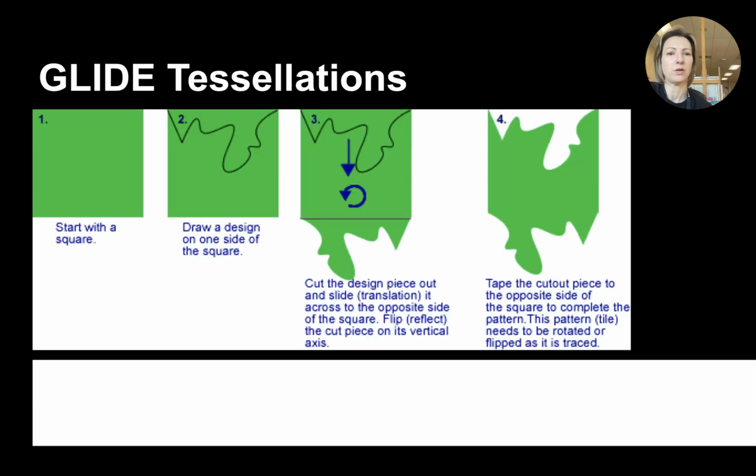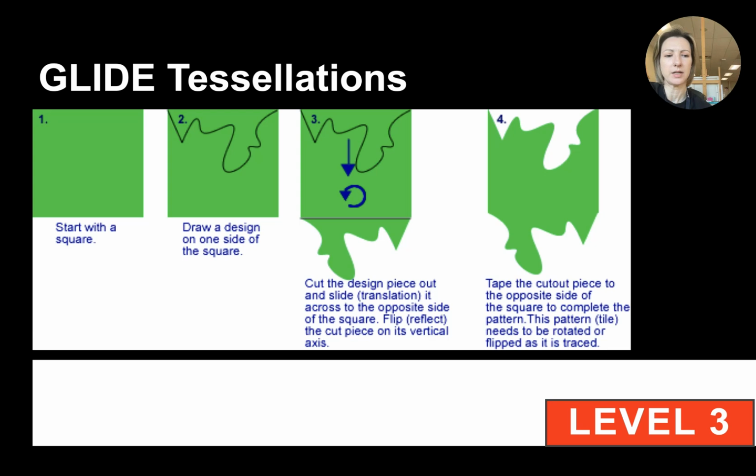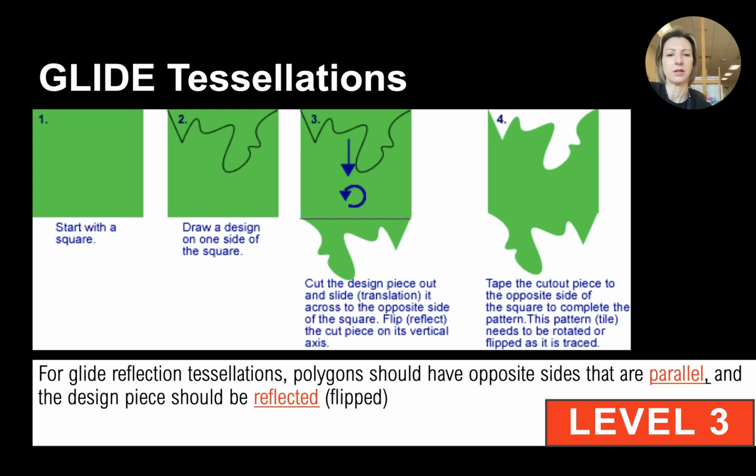A different type is called a glide. So a glide tessellation is more level 3, depending on how many sides you do. So for a glide tessellation, your opposite sides should be parallel, and then the design piece should be flipped. So if you look at that example, you have the design cut from the front, you're going to cut it out, and then you're going to flip it.